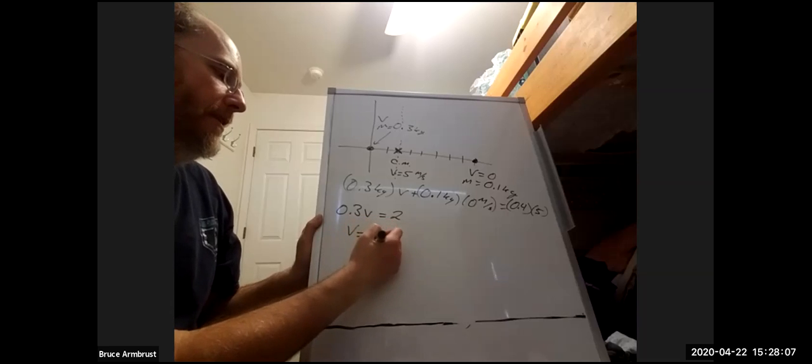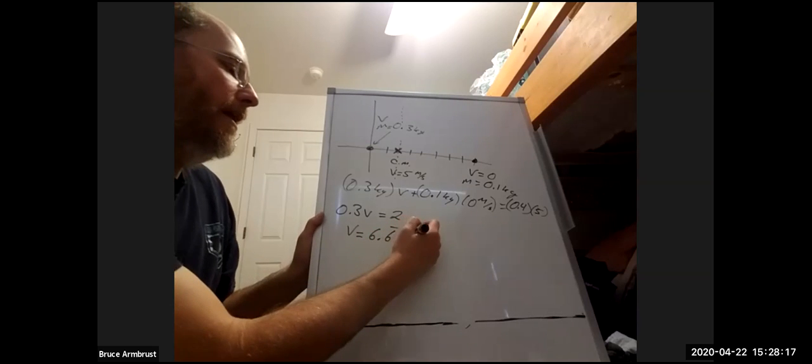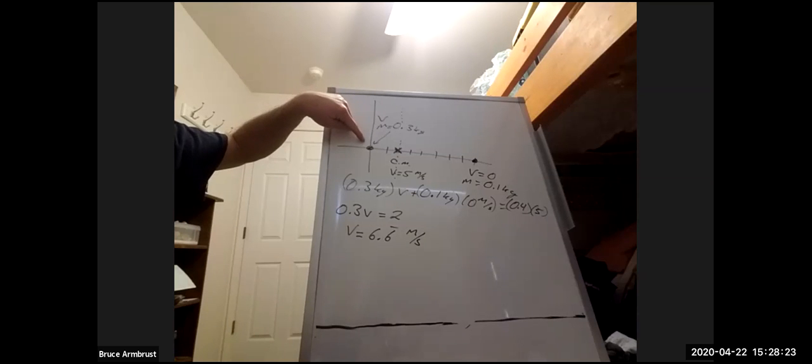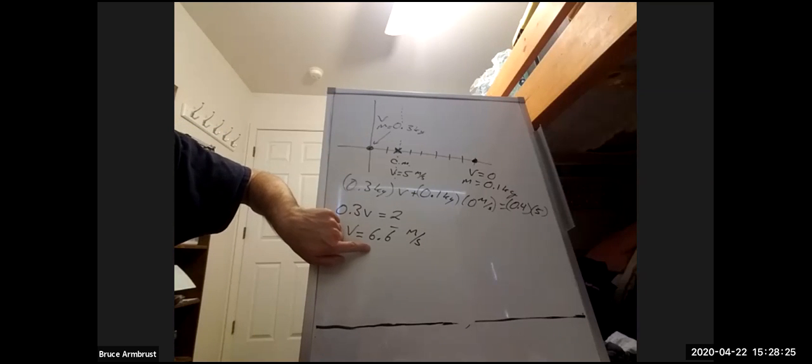So this ends up giving you 6.6 with a bar over it. So 6.67, 6.7. I'm not a big sig figs guy, so don't worry about that. But what I know is that that particle, this one over here that weighs 0.3 kilograms, is moving at 6.6 meters per second. And notice that it's positive, so it's actually moving in the same direction as the center of mass.